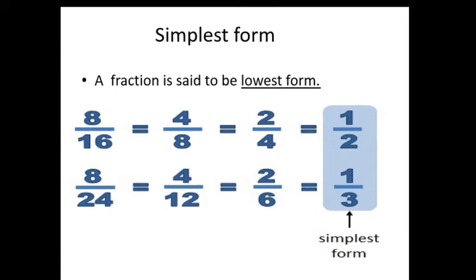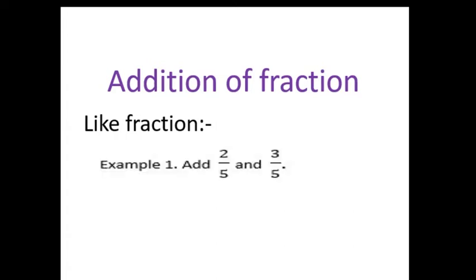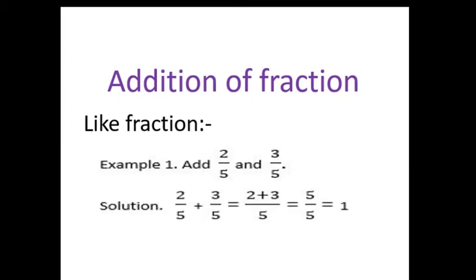Next we come to our next topic, that is addition of fractions. Now in addition of fractions, we know addition of like fractions. Like fractions means we consider the same denominator here. Add 2 by 5 and 3 by 5. So how will we add it? 5 is our same denominator. So if we add the numerators, that is 2 plus 3, we will get 5 upon 5, that is 1.